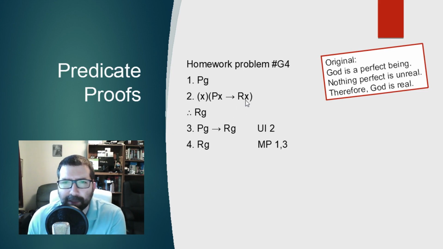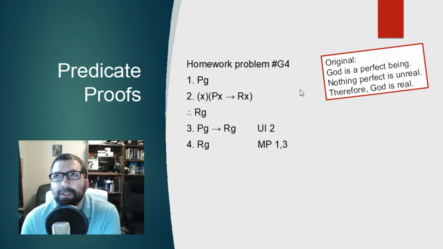Now you might look at that second premise, right? For any x, if x is perfect, then x is real. And think, well, is that really true? I mean, surely there are some exceptions to this. And one of the illustrations I like to give my students goes something like this.